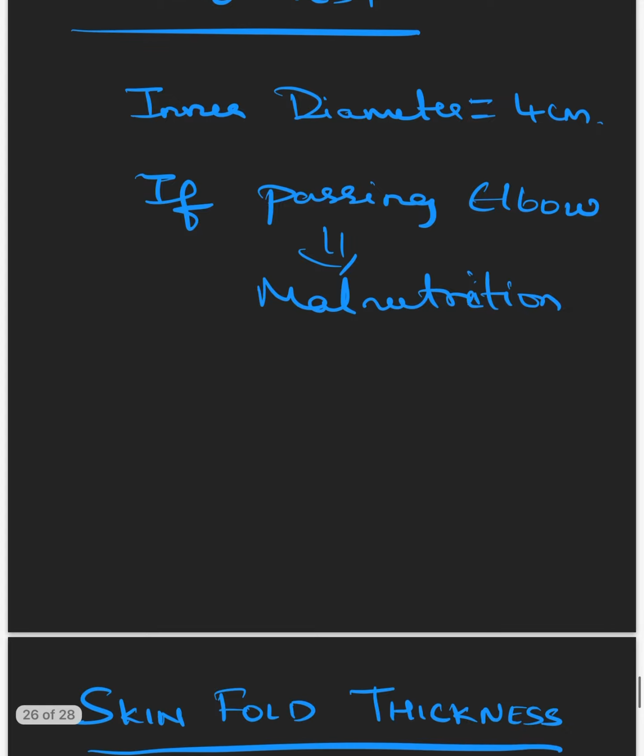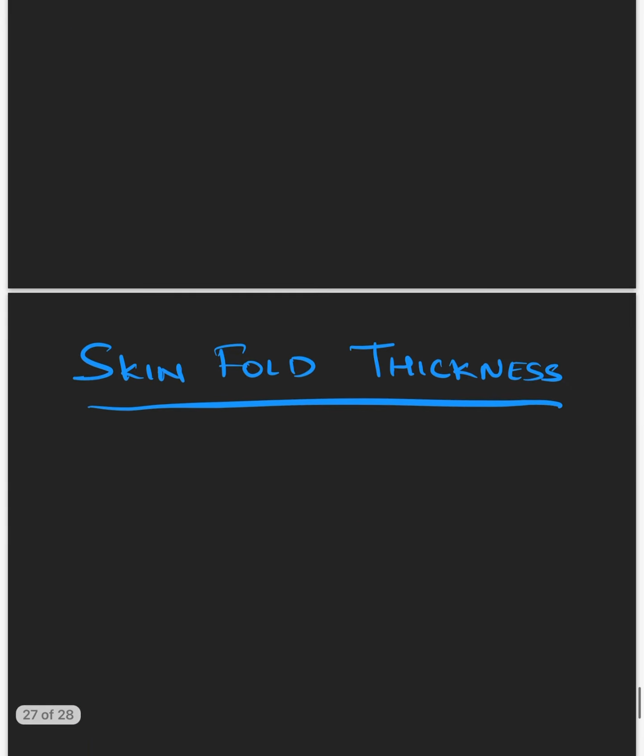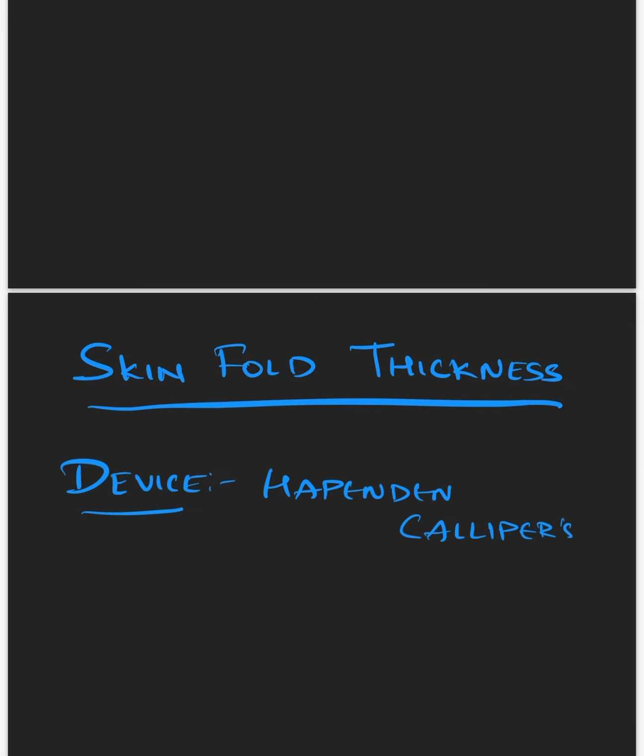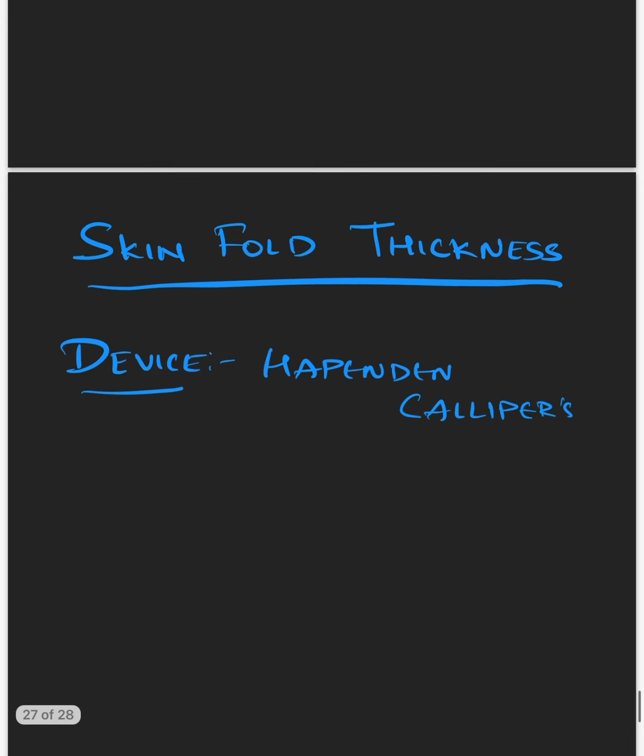Then next we go for skin fold thickness. Skin fold thickness is measured using Harpenden calipers. This is how Harpenden calipers look. So where all do we measure skin fold thickness? It is best measured in triceps and it can also be measured in biceps, suprascapular and subscapular areas.